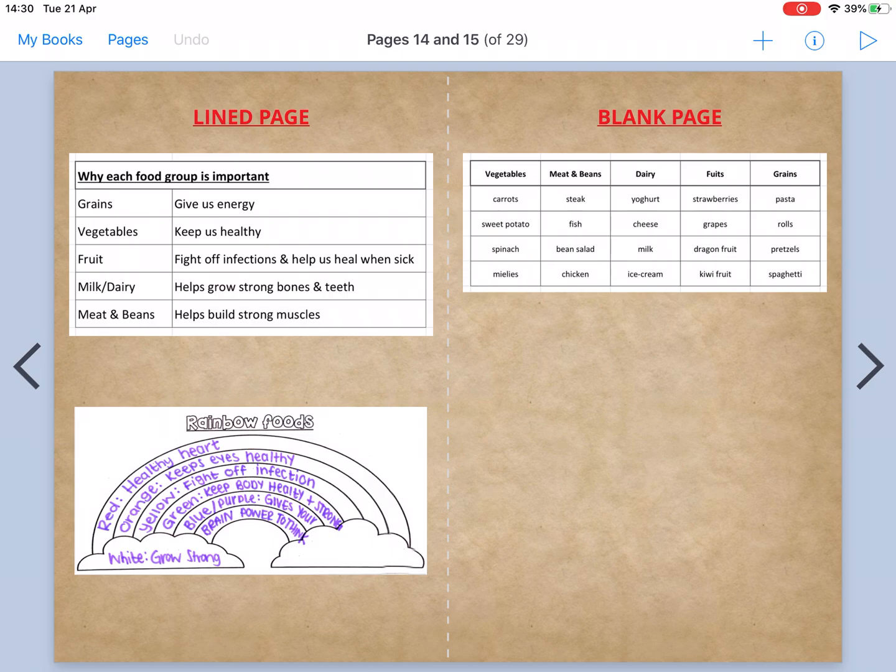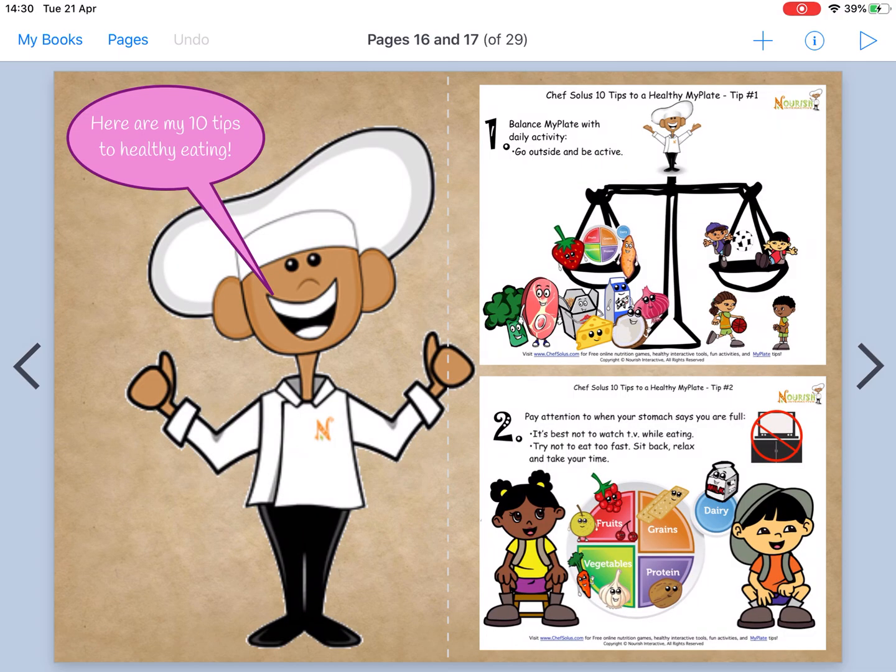You had to copy down the rainbow foods underneath that table, also on the lined page. And then on the blank page, you had to classify the different foods into their groups. Okay, and I showed you the pictures a minute ago, and here are the answers in the word format. Again, all these answers will be in the letter from Mrs. Spencer as well. But you can pause the video and check if you want to now. Remember, your book might have the blank page first and the lined page second. That's also okay.